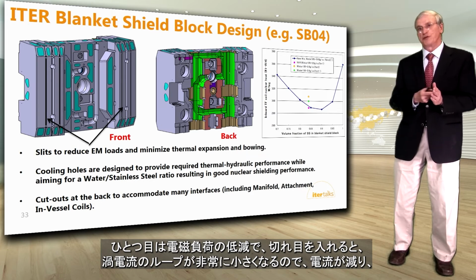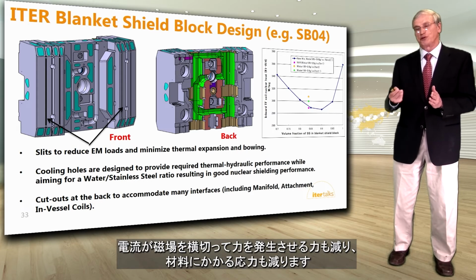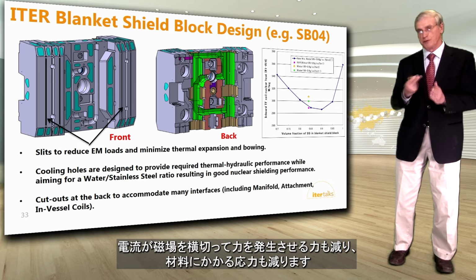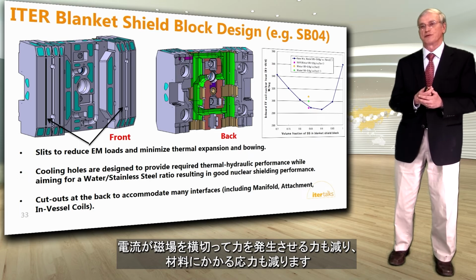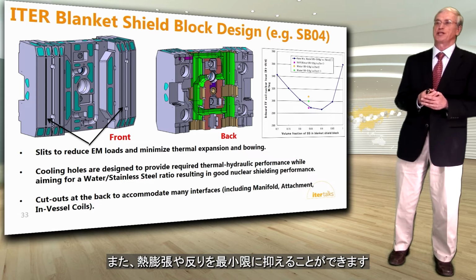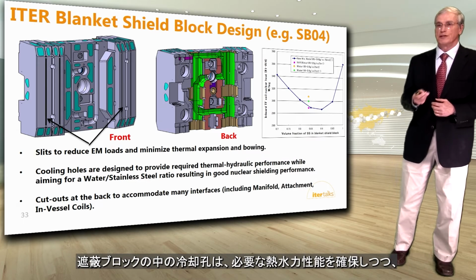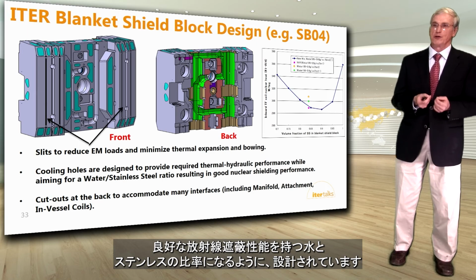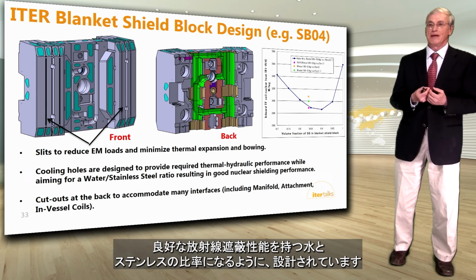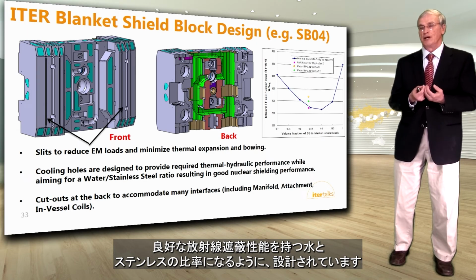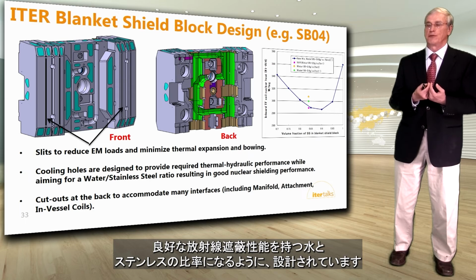This reduces the current, and when the current crosses the magnetic field to produce the forces, it reduces the forces also, and the stresses on the material, on the component. And it also minimizes thermal expansion and bowing. Inside the shield block, cooling holes are designed to provide the required thermal hydraulic performance while aiming for a water to stainless steel ratio, which will result in good nuclear shielding performance.